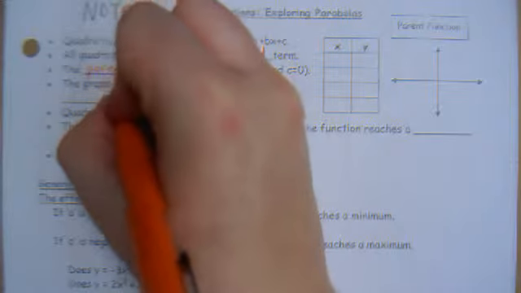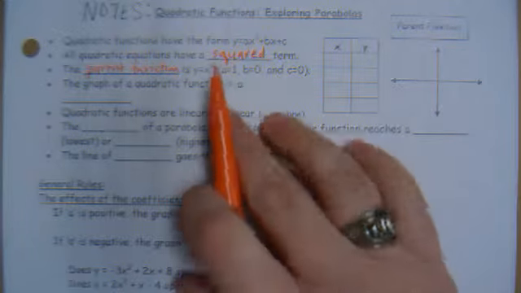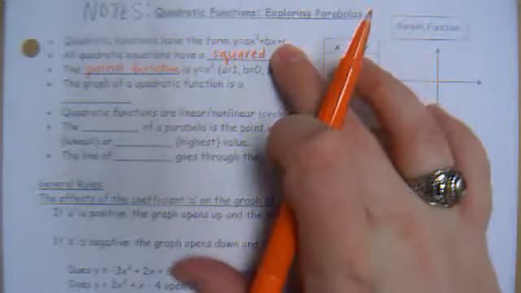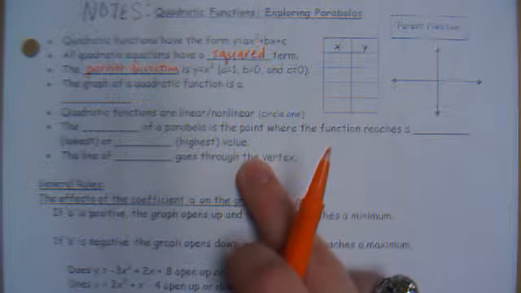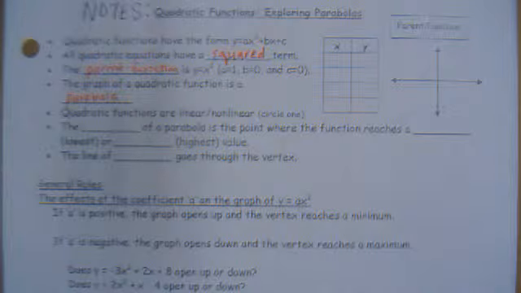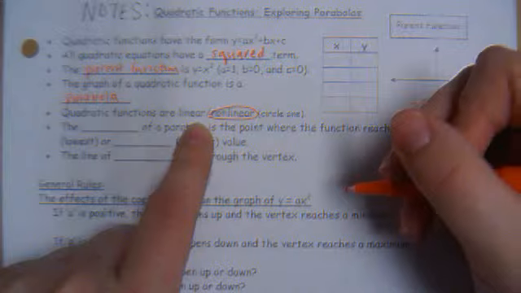The parent function, so that means everything is based off this function, is y equals x squared. So your a is 1. If we look at this, we don't have a b and we don't have a c. The graph of a quadratic function is a parabola. That's how that's pronounced, parabola. Quadratic functions are nonlinear. They don't create a line.